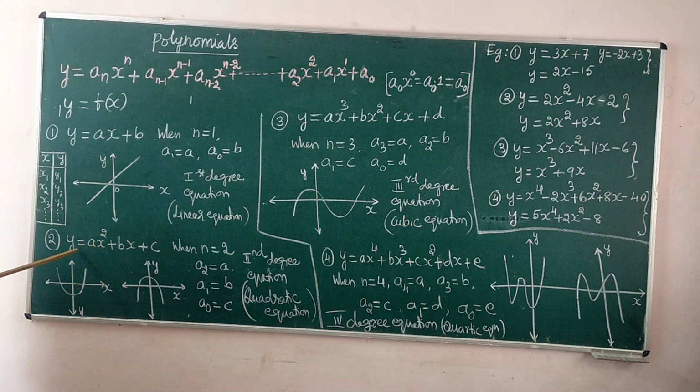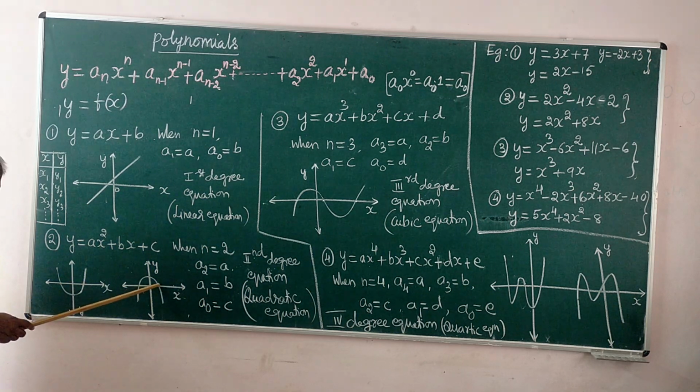Similarly, what is the zero of this quadratic polynomial equation? Look at this curve. The curve intersects the x-axis at 2 points, this point and this point. Here also, this point and this point. Here some value of x, some other value of x, but y equals 0. When y equals 0, there are two possible values of x. This is one value, and this is the other value.